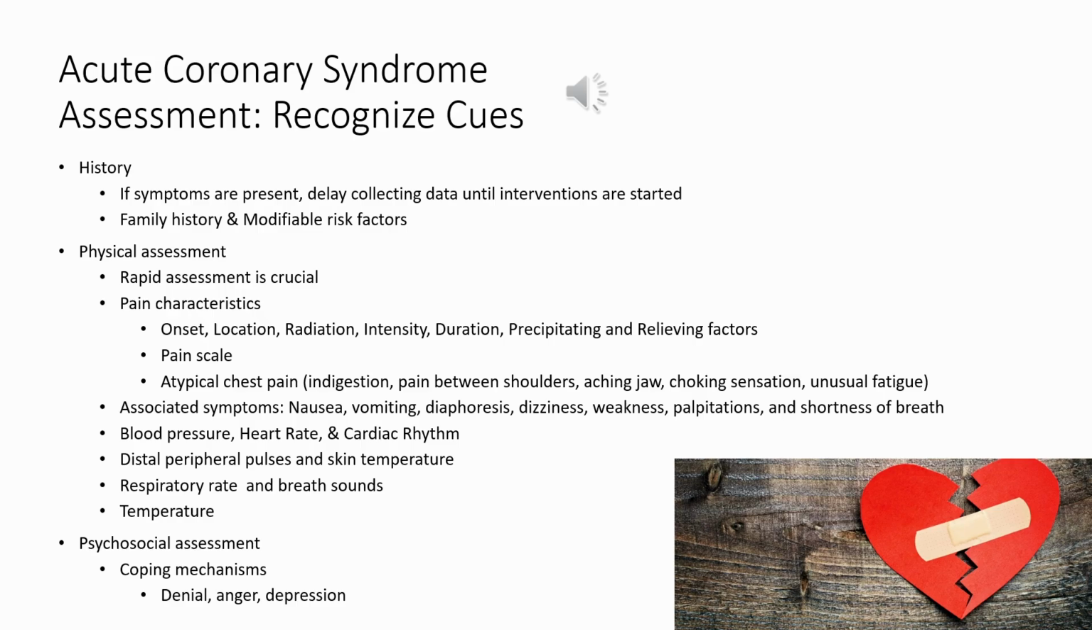Sometimes we have atypical presentations, and these are more common in women and older adults and even diabetic patients. These symptoms may include things like indigestion, pain between the shoulders, jaw discomfort, a choking sensation, and unusual fatigue.